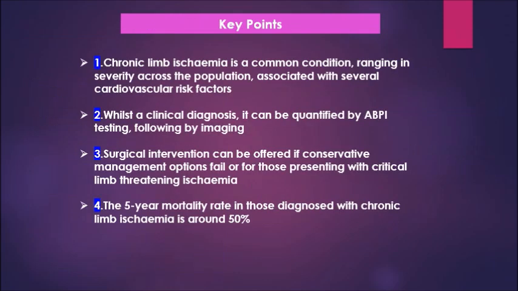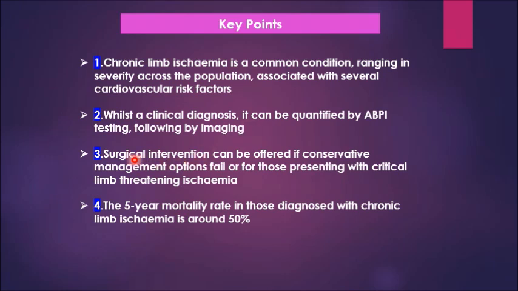Now, finally, the key points. What are the 4 key points to take back? Chronic limb ischemia is a common condition, ranging in severity across the population. It is associated with several cardiovascular risk factors. While it is a clinical diagnosis, it can be quantified by ankle brachial pressure index testing, followed by imaging. And this imaging includes angiography, Doppler ultrasound, and CT scanning, CT angiogram.